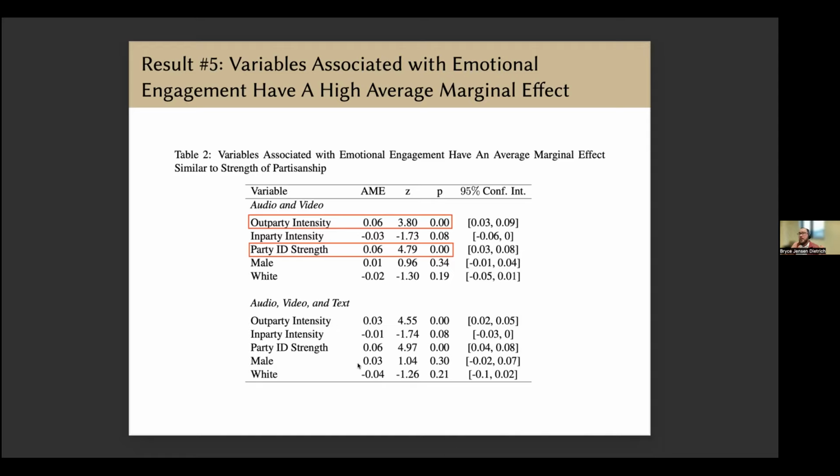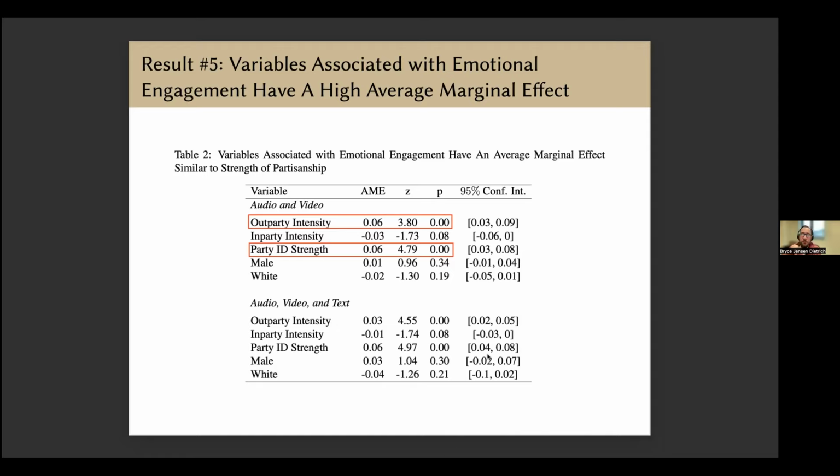Now, if you know anything about estimating the effects of individual variables and trying to compare them in the context of a logit model, it's not entirely straightforward. So I'm not going to say that out-party intensity is more important than party identification strength when explaining vote choice, but it certainly demonstrates that there's a non-trivial effect that we're isolating using the measure that we created for this study.